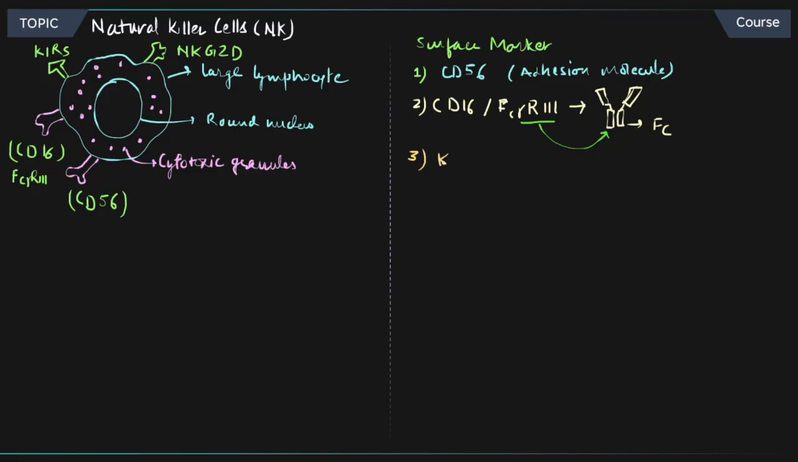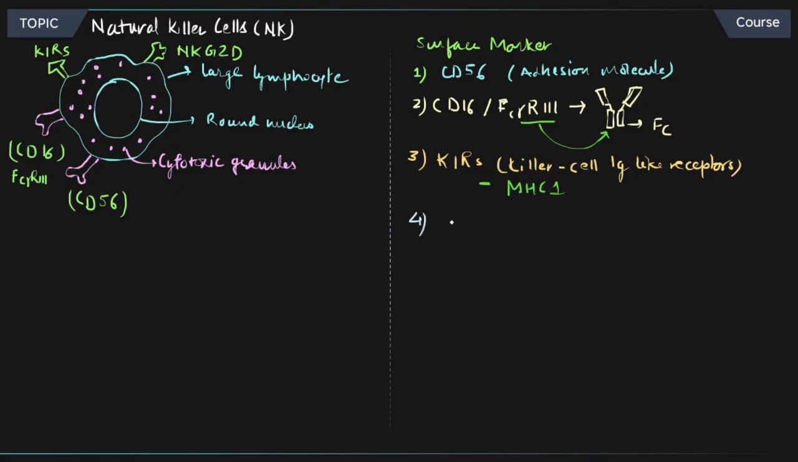Next is KIR, which is killer cell immunoglobulin-like receptor. So they are killer cell immunoglobulin IgG-like receptors. And they are important because they are inhibitory receptors, and they play a very important role in recognizing MHC class 1 proteins, right? So recognition of MHC class 1 is completed by this.